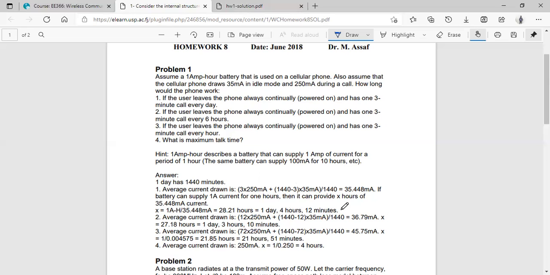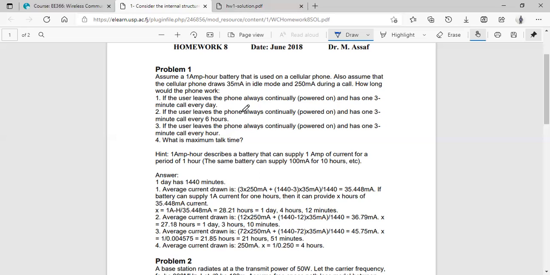Then moving on to part 2 of this question. Again, the user leaves the phone always continually powered on and has 1 3-minute call every 6 hours. So we have 24 hours in a whole day, which is 4 sets of 6 hours, and after every 6 hours the user will be taking a 3-minute call.